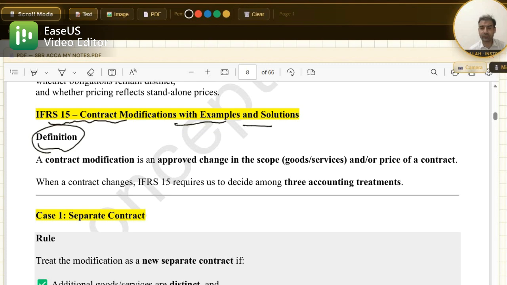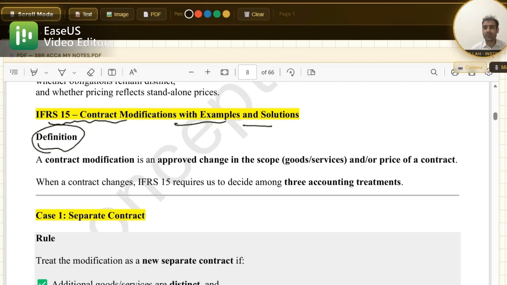This is very important because in real business life, contracts rarely stay fixed. Customers often need more items, or companies renegotiate terms. So IFRS 15 gives us clear rules on how to account for these changes so that recognition remains fair and consistent.